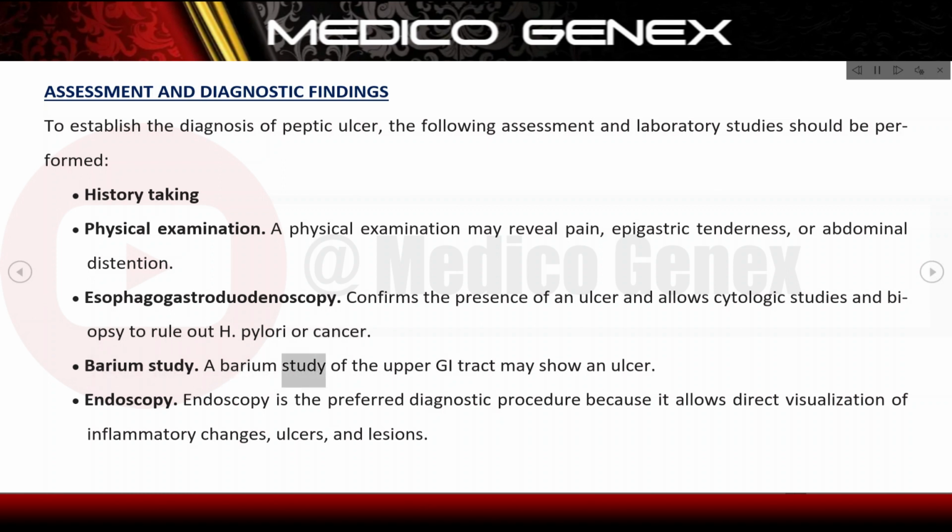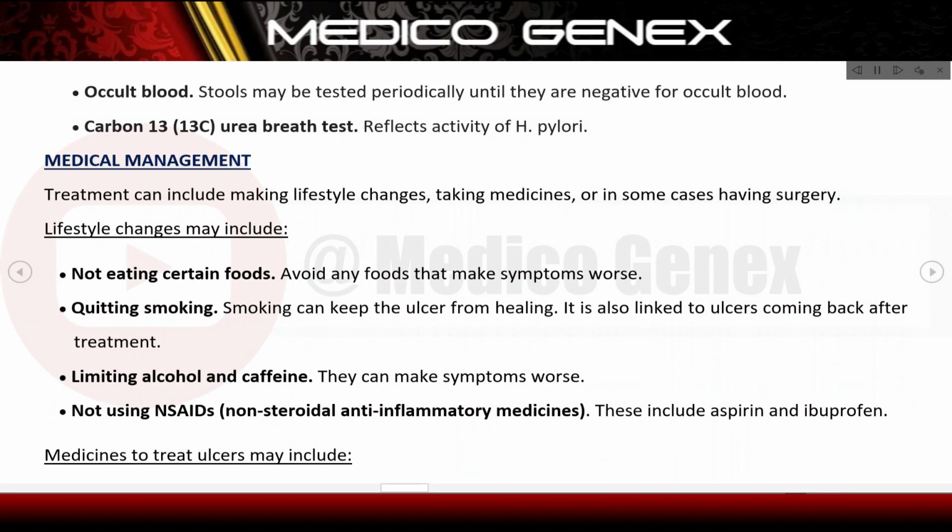Barium study. A barium study of the upper GI tract may show an ulcer. Endoscopy. Endoscopy is the preferred diagnostic procedure because it allows direct visualization of inflammatory changes, ulcers, and lesions. Occult blood. Stools may be tested periodically until they are negative for occult blood. Carbon-13, 13C, urea breath test. Reflects activity of H. pylori.